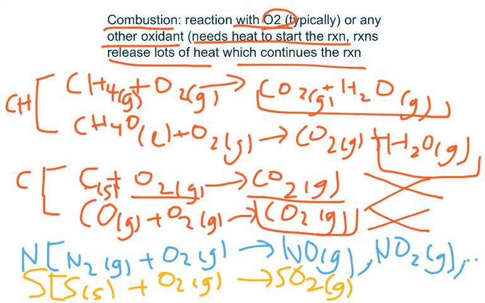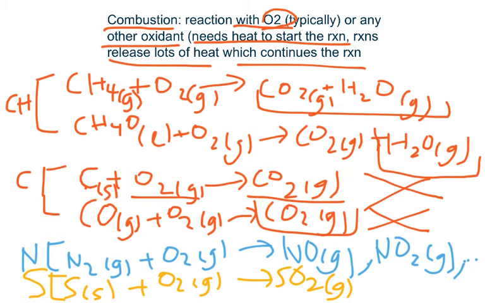So now what if we tried burning things that had different elements? For example, if we tried burning nitrogen gas with oxygen gas, well, simply they will just combine and form nitrogen monoxide or nitrogen dioxide or any other nitrogen oxide. So what if we tried combusting sulfur solid? If we tried combusting sulfur with oxygen gas, then we would just get a combination of the two, or sulfur dioxide.